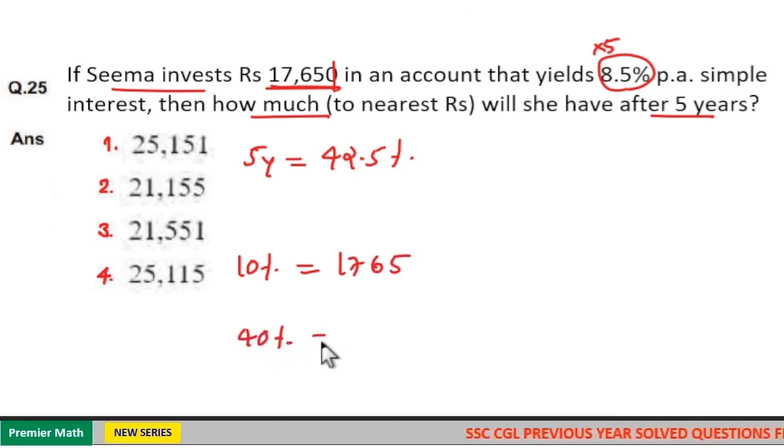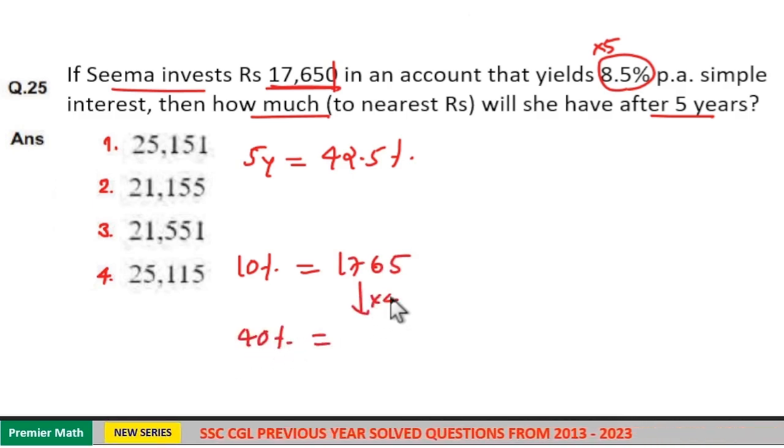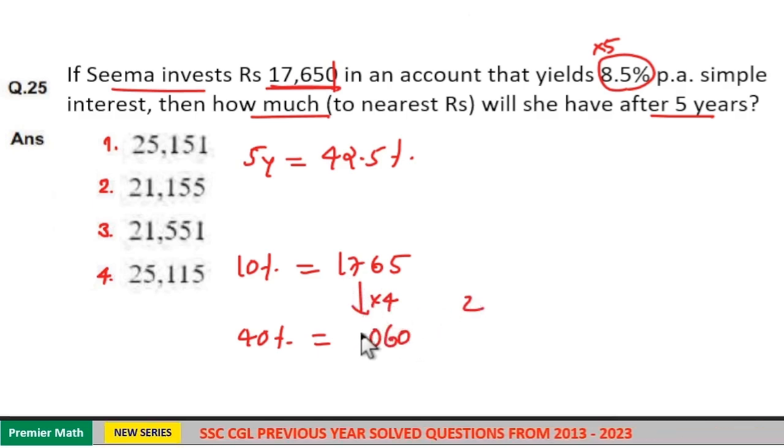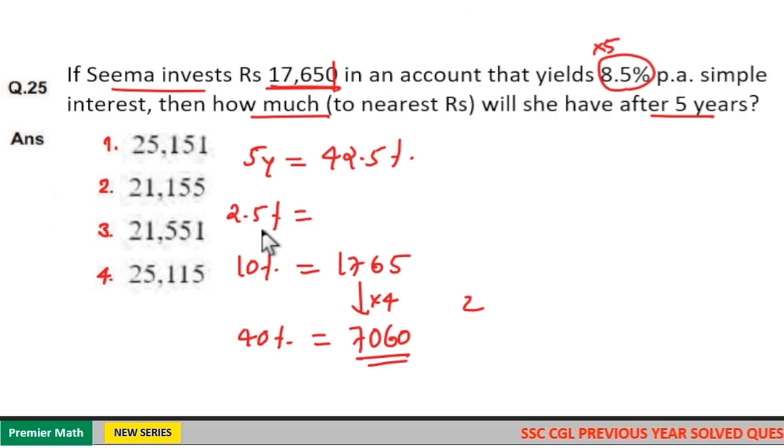Then 40% is equal to 1765 into 4. 5 into 4, 20. 6 into 4, 24 plus 2, 26. 7 into 4, 28 plus 2, 30. 4 into 1 plus 3, 7. So 40% is 7060. Now we need 2.5%. So 2.5% means 10 by 4. So 1765 divided by 4 is equal to 2.5%.